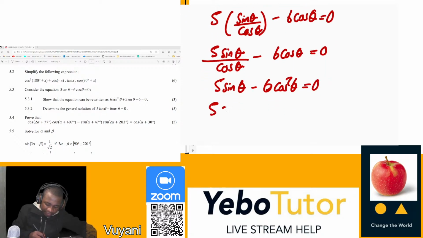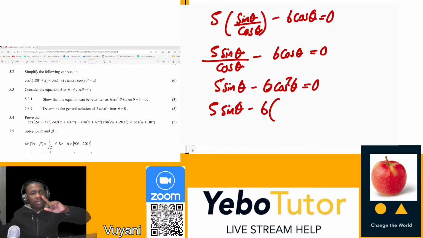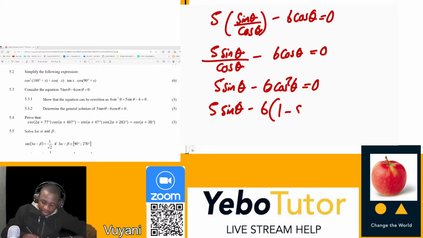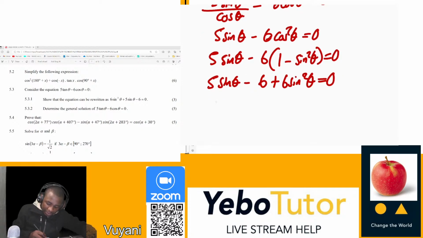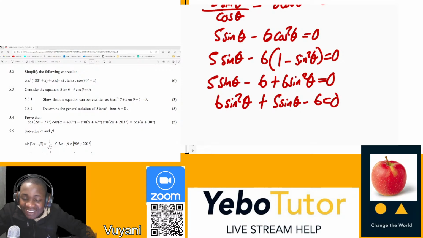Then now we have 5 sine of theta minus 6. Then we know that sine squared plus cos squared is equal to 1. So that cos squared can be 1 minus sine squared of theta equal to 0. Then now we have 5 sine of theta minus 6 plus 6 sine squared of theta equal to 0. Then you can rewrite that as 6 sine squared of theta plus 5 sine of theta minus 6 equal to 0. Then after that, our answer is correct.